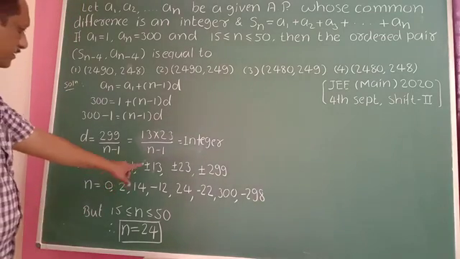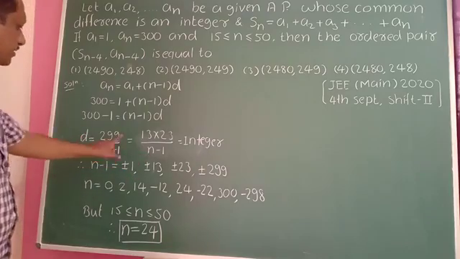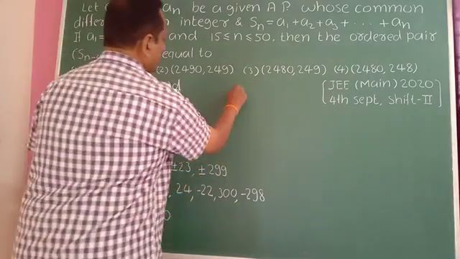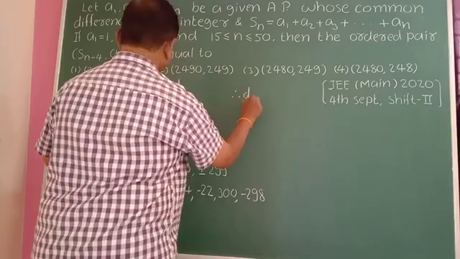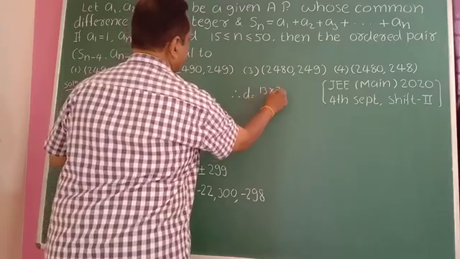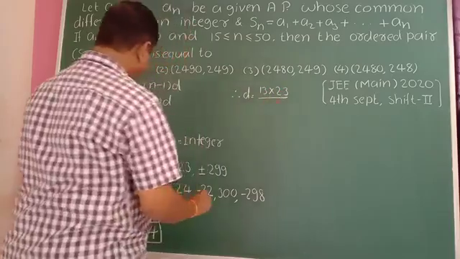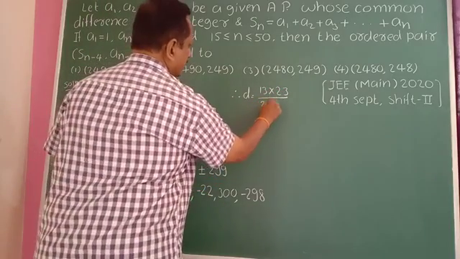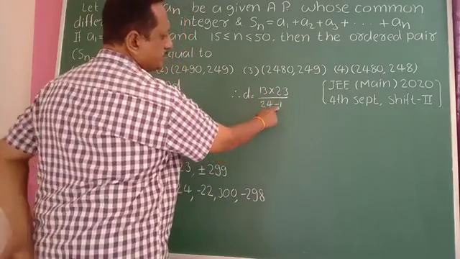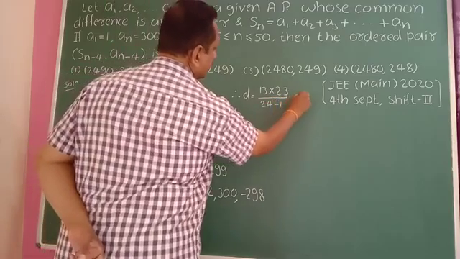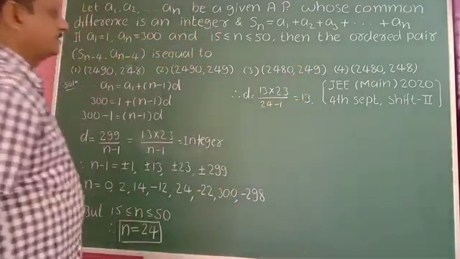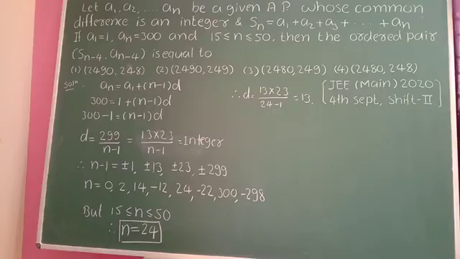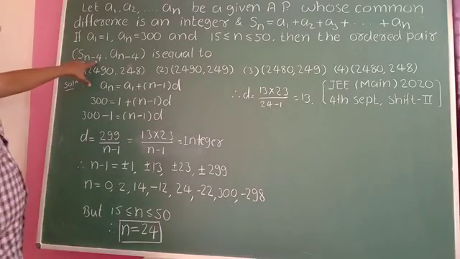Then substitute here. Then d is equal to what? 13. Therefore d is equal to 13 into 23 divided by 24 minus 1 here. 24 minus 1 is 23, 23 cancels. Remaining is what here? 13. Remaining is 13. Now you find S n minus 4 here.